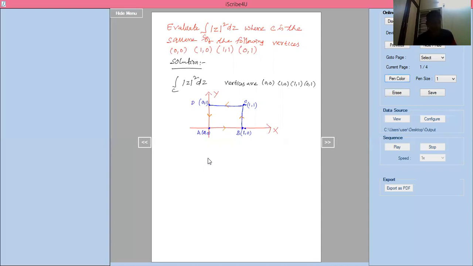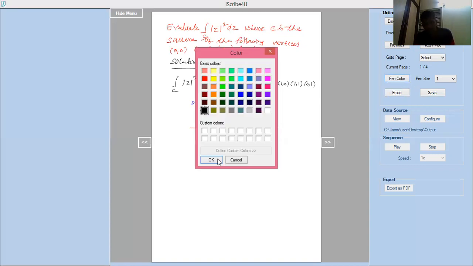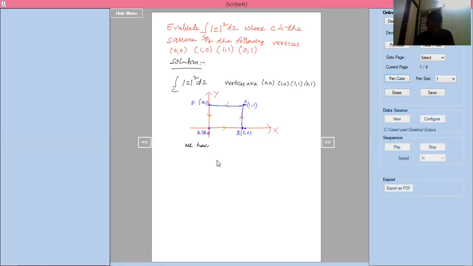Now we can write, we have the integral of modulus of z square into dz equal to, what is that?